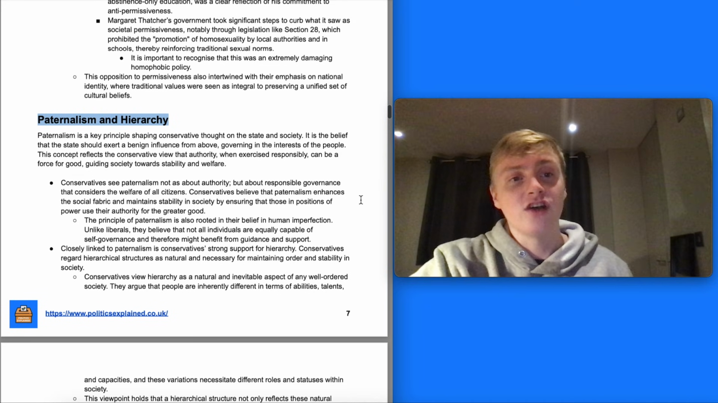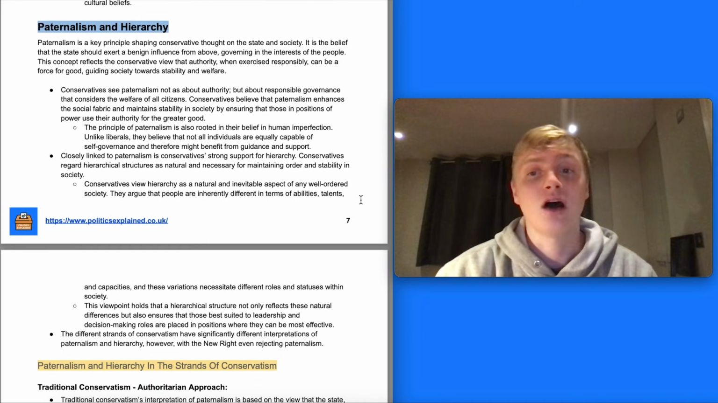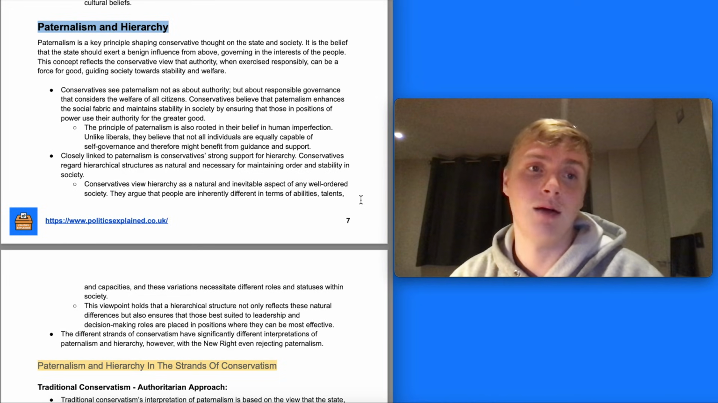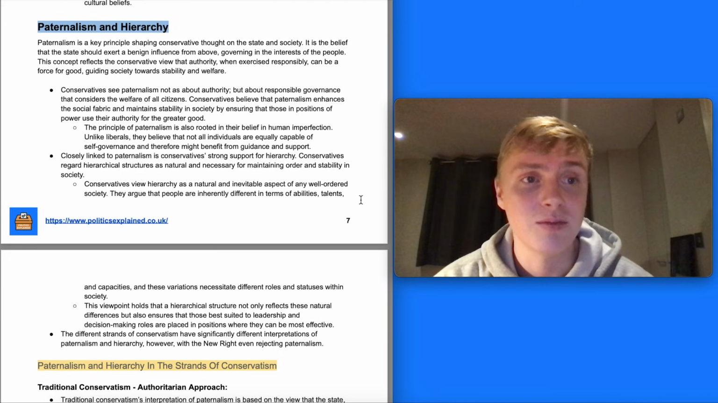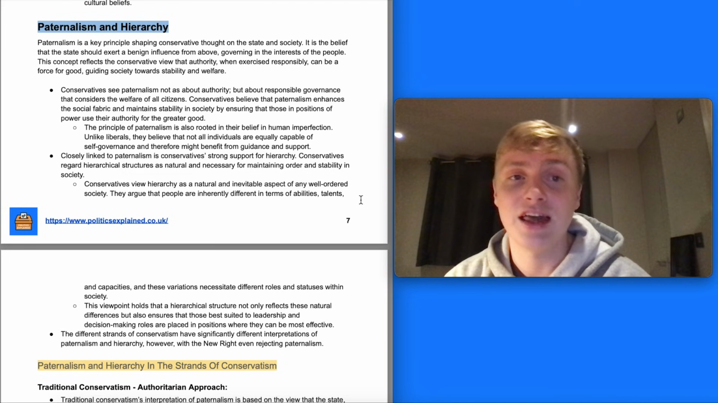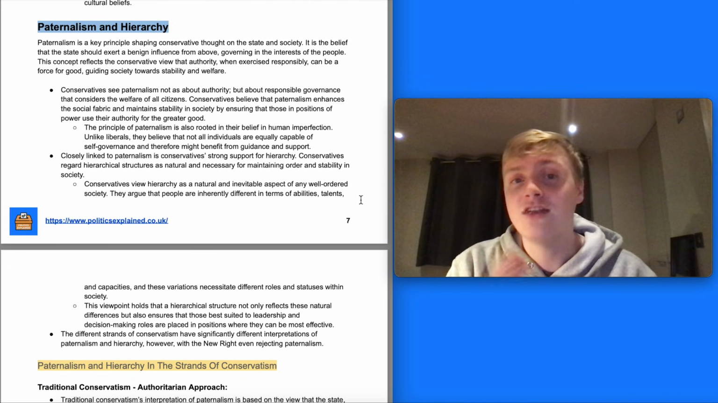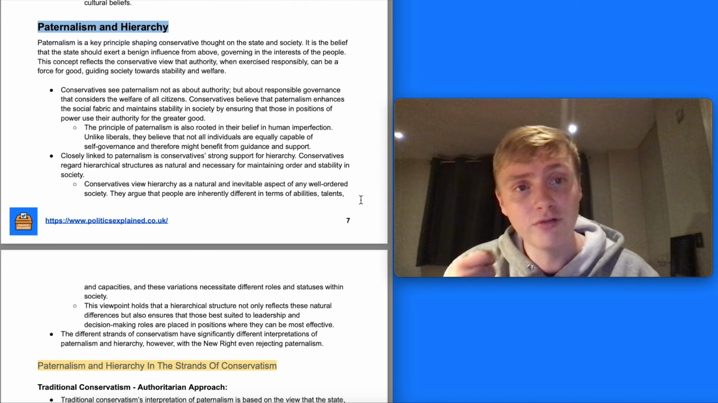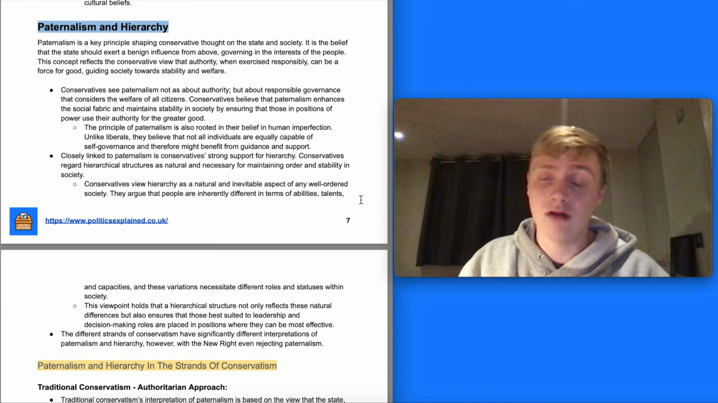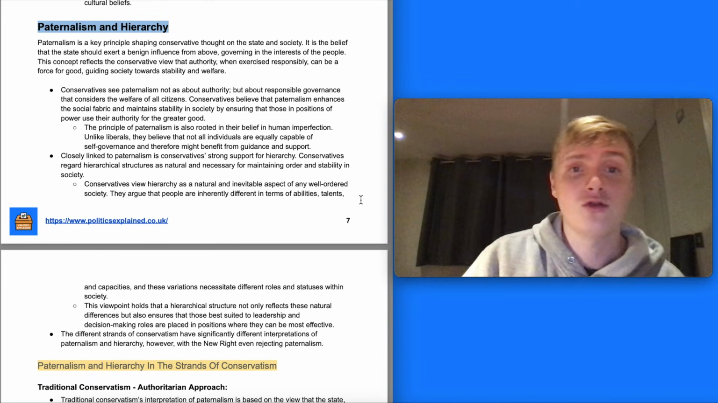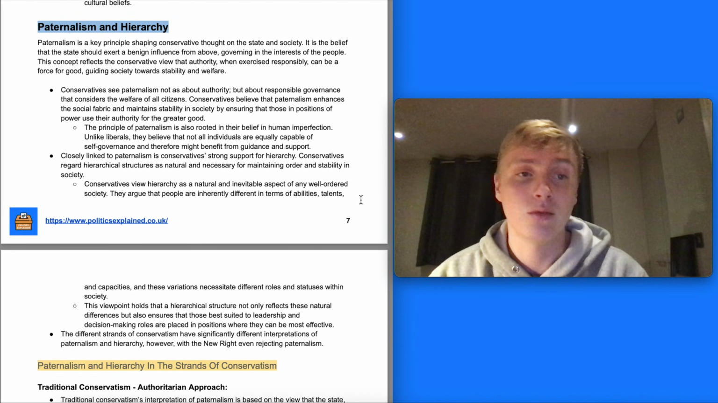Cool. So that's tradition. The next key principle we're going to have a look at is paternalism and hierarchy, which I've put a little bit together. Paternalism is a key principle shaping conservative thought on the state and society. It's the belief that the state should exert a benign influence from above, helping society, governing in the interests of the people. This reflects the conservative view that authority, when exercised responsibly by the upper classes, those who are in power, can be a force for good, which can guide society towards stability and welfare.